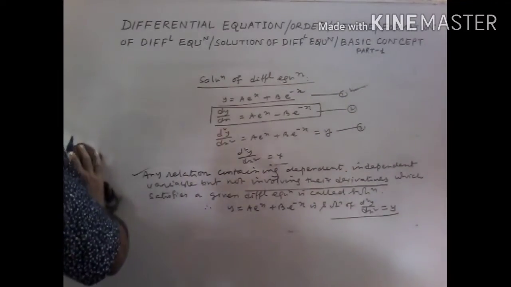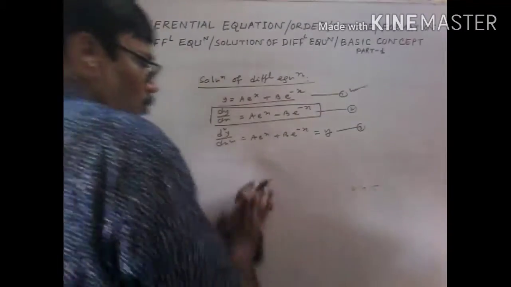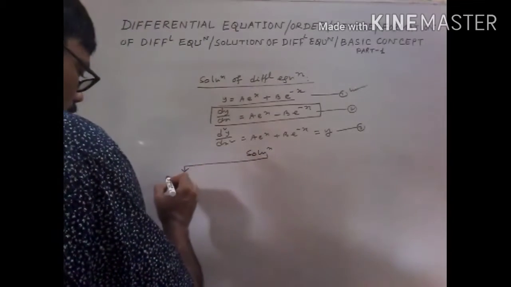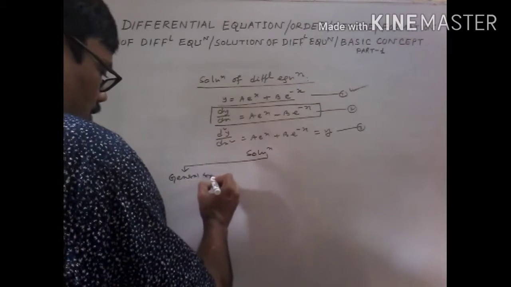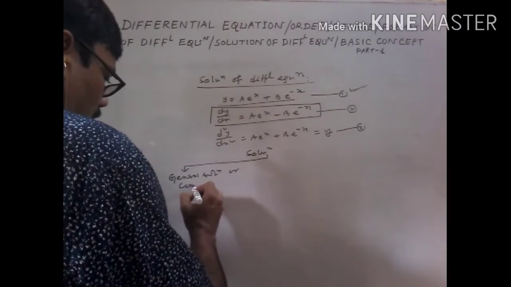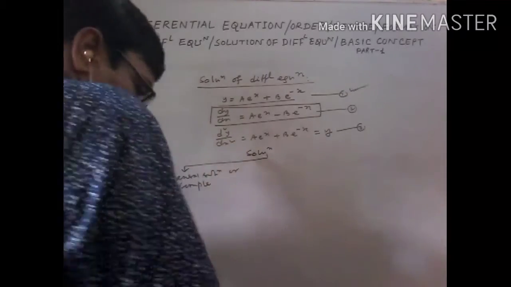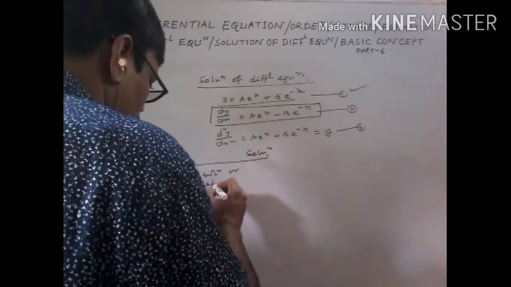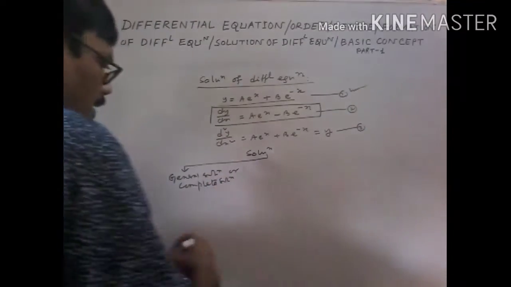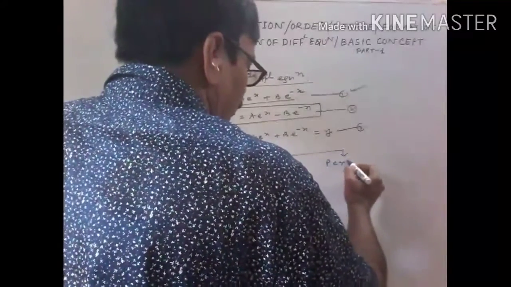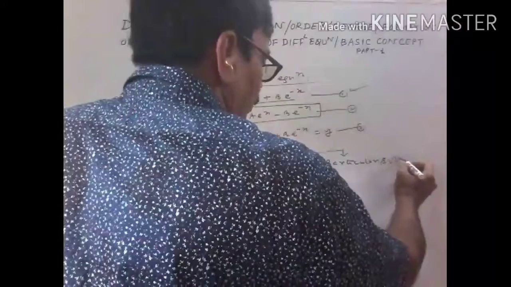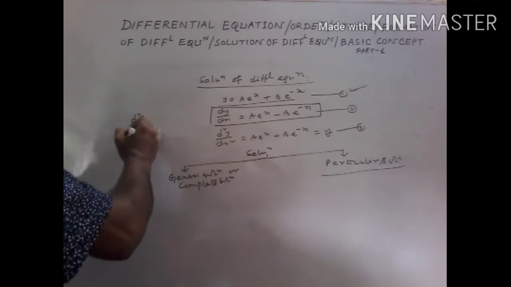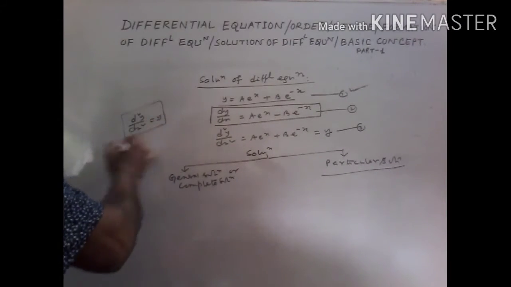So solutions are divided into 2 parts. Number 1, general solution or complete solution. And number 2, particular solution. So listen again. d square y by dx square equals y. So what is the order? The order is 2.